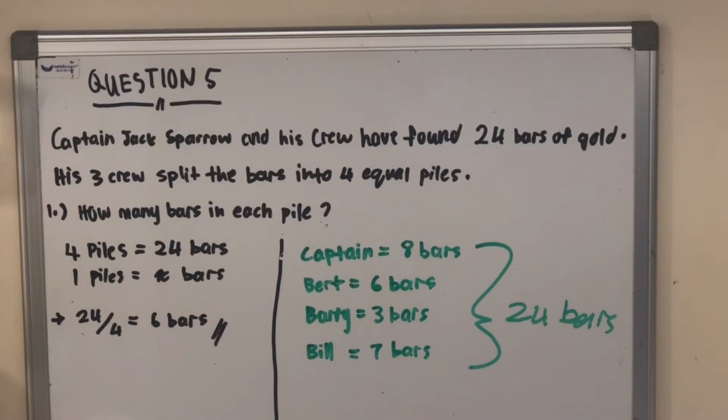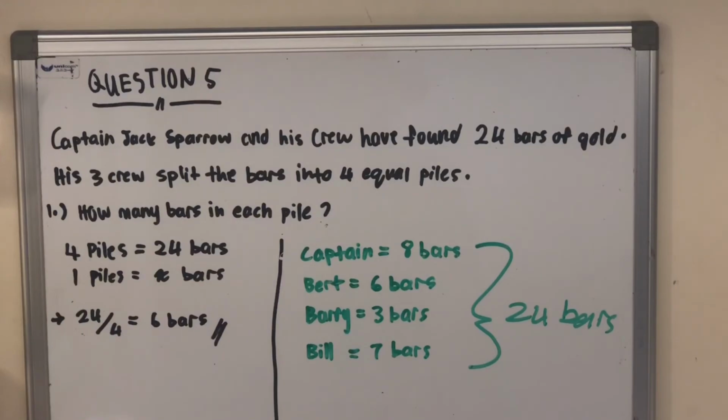So we all know that 4 piles equals 24 bars, and we want to know how many bars in one pile. So the way we're going to do that is by dividing 24 bars with 4 piles, and we're going to get how many bars in one pile, which is 6 bars. But the captain decides that everyone should have a different amount. The captain should have the most bars, Bert should have 2 fewer bars than the captain, Barry should have half as much as the captain, and Bill should have at least the same amount of Bert.